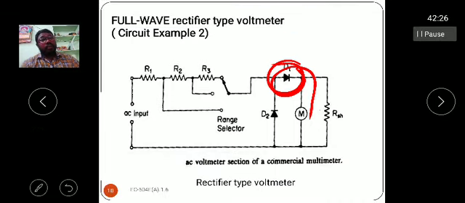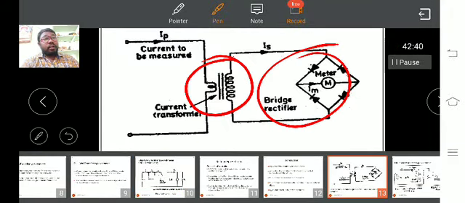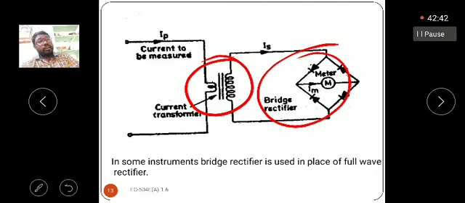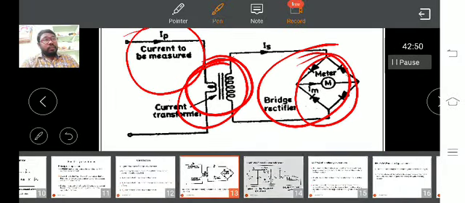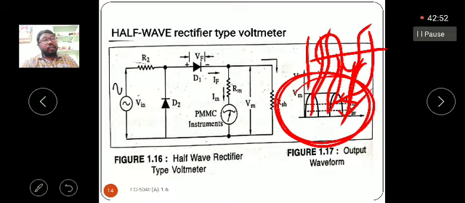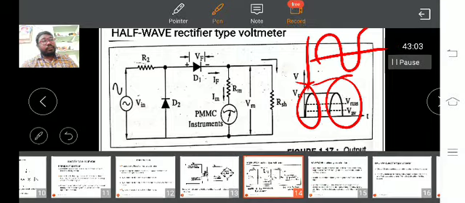We have one more circuit, the multiplier based rectifier type voltmeter. Here we have a series of resistors, a resistance selector, diodes D1 and D2, and a shunt resistance. We also observed the bridge based rectifier circuit, with the current transformer, the bridge rectifier and the current to be measured. After that, this is the half wave rectifier type circuit, and this is the output of the half wave rectifier circuit.